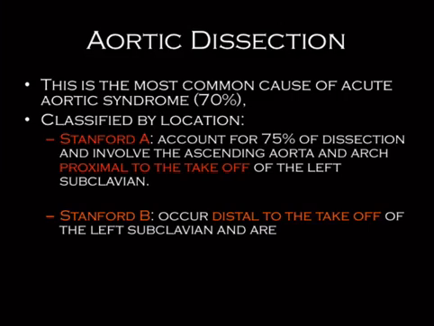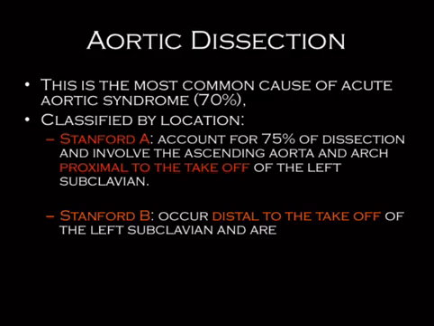So Stanford A is a surgical type of dissection that occurs proximal to the takeoff of the left subclavian. That's the demarcation point. Anything before the takeoff of the left subclavian is a Stanford A. Anything that occurs after that is a Stanford B. If it involves the aorta, both proximal and distal to the takeoff, it's still a Stanford A. So anything that you see happening prior to the takeoff of the left subclavian makes it a Stanford A, regardless of what's happening distally down in the aorta.